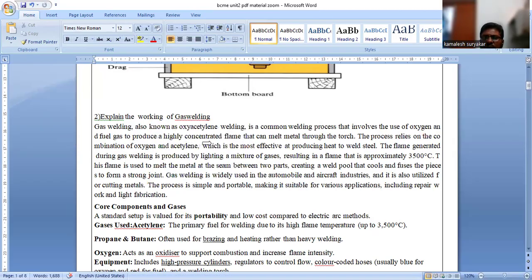So it is a highly concentrated flame that can melt metals through the torch. So this is the welding process. What we are doing in the welding process involves the use of oxygen. Compulsorily, if you want to burn something, oxygen is needed. You can see this oxygen is there here. We need some oxygen compulsorily here.